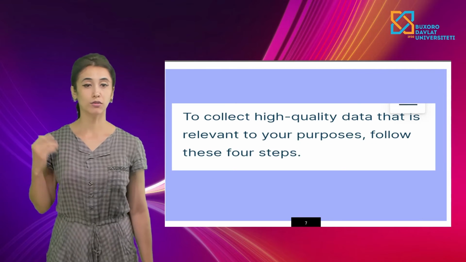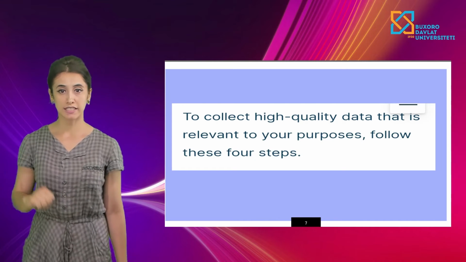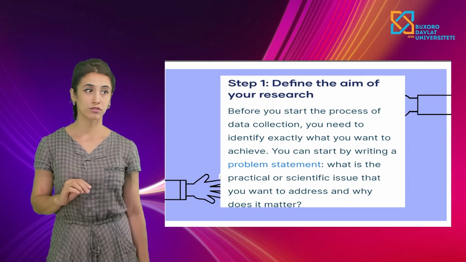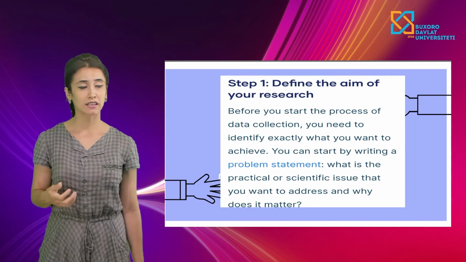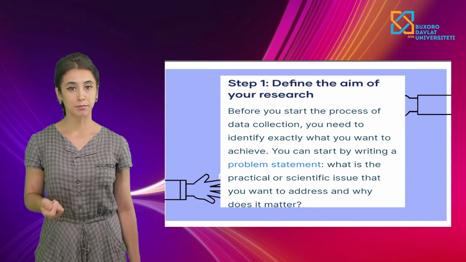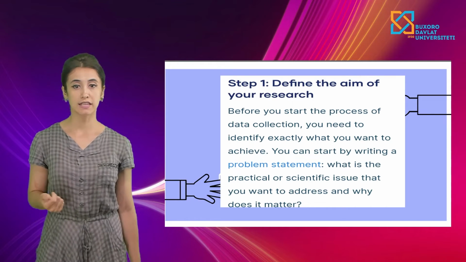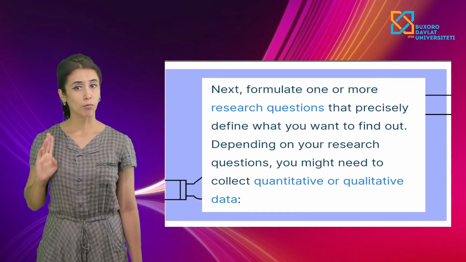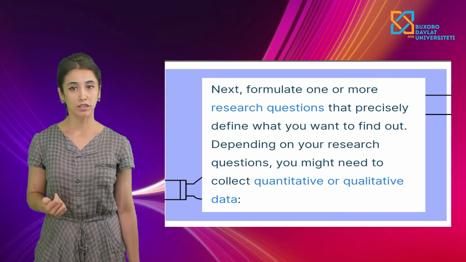To collect high-quality data that is relevant to your purposes, follow these 4 steps. The first one, define the aim of research. Before you start the process of data collection, you need to identify exactly what you want to achieve. You can start by writing a problem statement. What is a practical or scientific issue that you want to address and why does it matter? Next, formulate 1 or more research questions that precisely define what you want to find out.